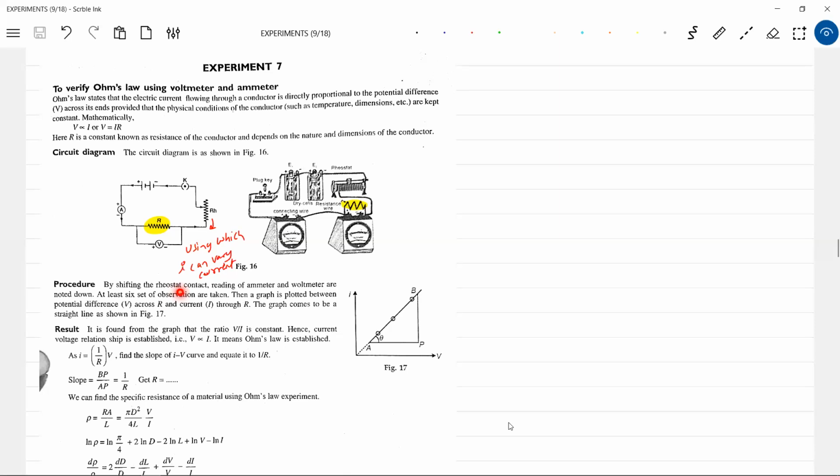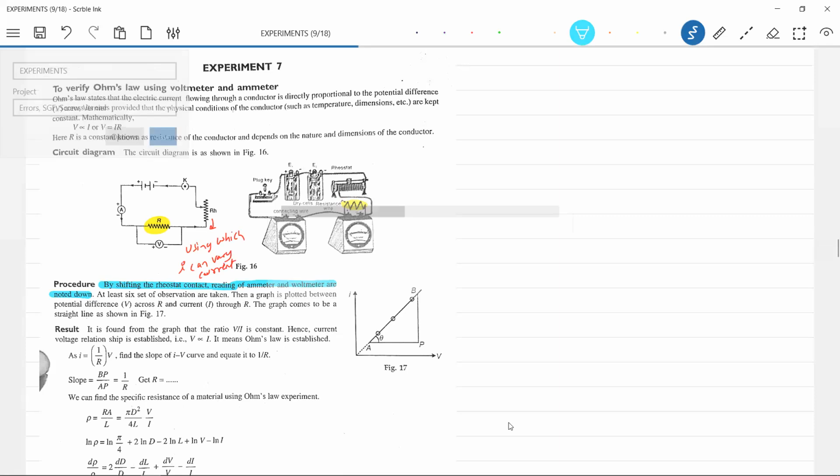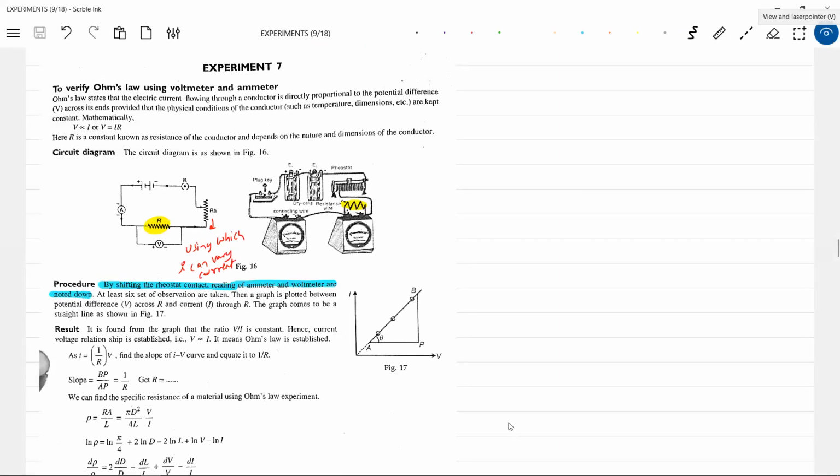By shifting the rheostat contact, the readings of the ammeter and voltmeter are noted down. I think this is the most important part of the experiment. I'll underline it so that you can notice it. It's very simple, so we'll note that down. At least 6 observations we take. The more observations, the better, as the random error will be minimized.